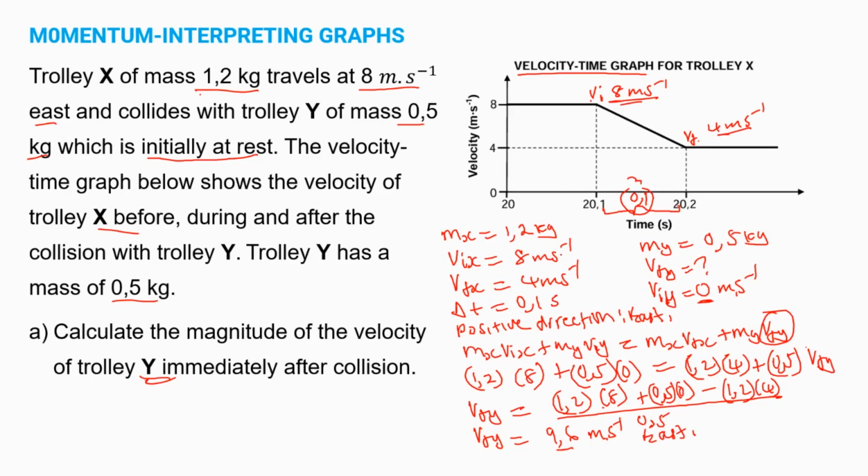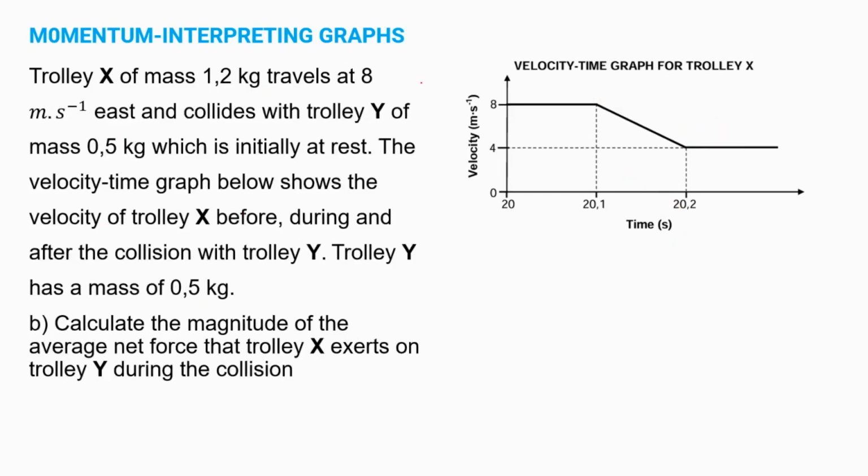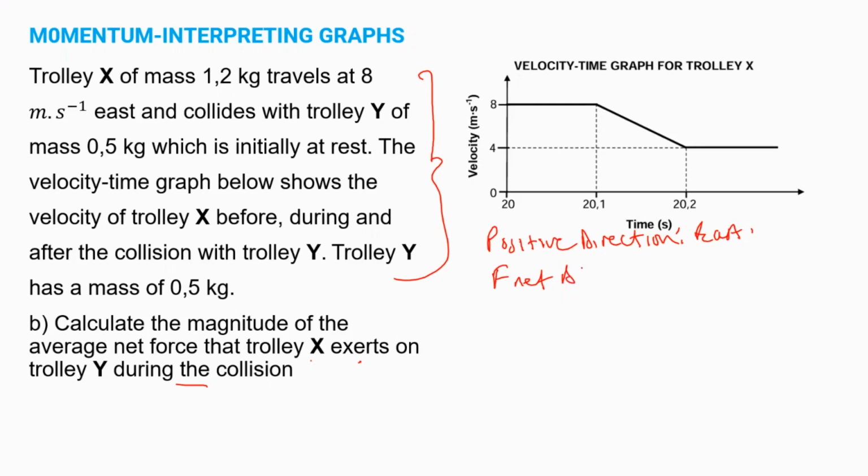Let's look at question B. Using the same information, calculate the magnitude of the average net force that trolley X exerts on trolley Y during collision. Right, we say that our positive direction is east. And then F net times delta T is equal to change in momentum. We say this is 0,1.